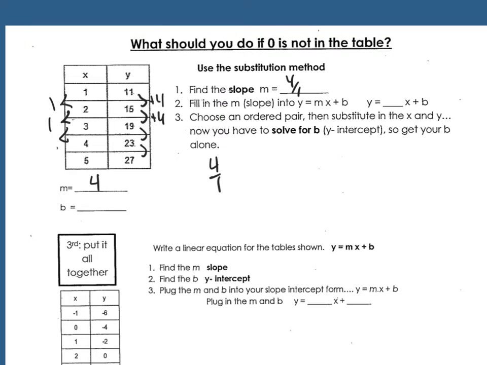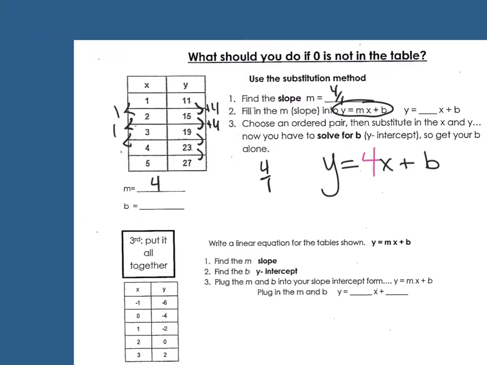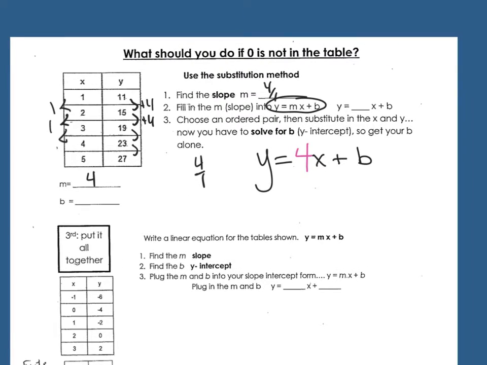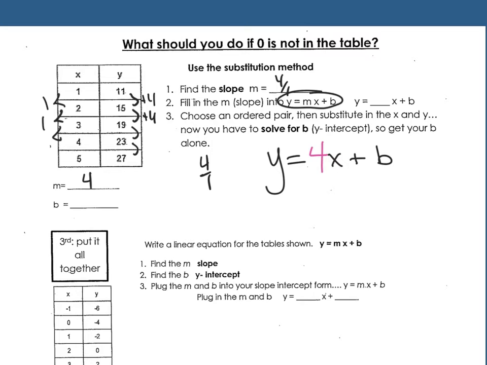And fill that slope into your y equals mx plus b equation. So y equals 4x plus b. Step 3, choose an ordered pair, then substitute in the x and the y. So any pair from that table, we can substitute in for x and for y. Does that make sense? So looking at that table, which ordered pair would you want to use?